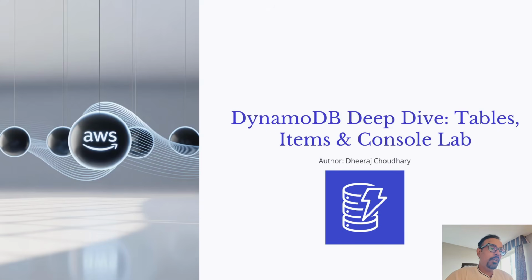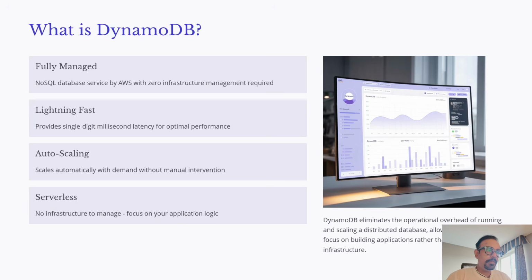So in this video, we are going to explore DynamoDB, which is also known as AWS Fully Managed NoSQL Database. You will learn what DynamoDB is, how it differs from RDS, key concepts like tables, items, and primary keys, and we will finish with a quick hands-on demo creating and querying a table right from the AWS console for you. So let's get started by understanding what exactly is Amazon DynamoDB.